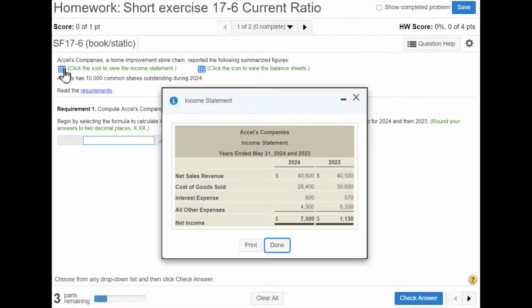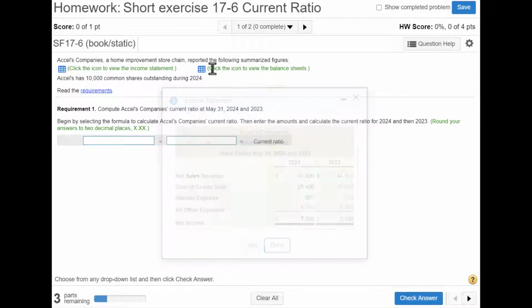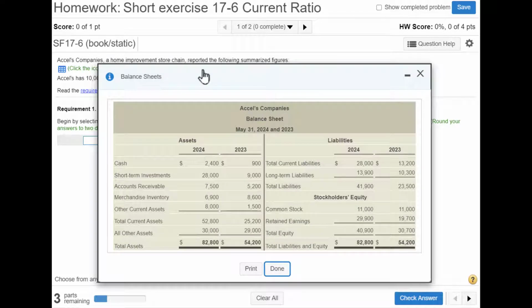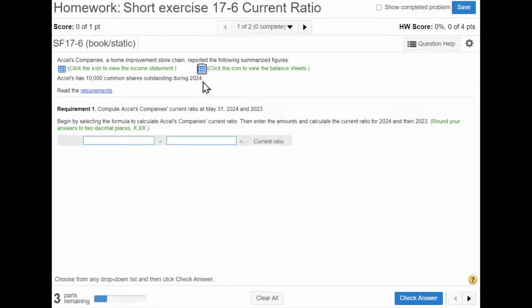So we have 2 years of income statements and 2 years of balance sheets. And they give us some more additional information. The company has 10,000 common shares outstanding. So we're going to compute the current ratio for 2 years. We're going to begin by selecting the formula in words, then enter the amounts and calculate it, and then round our answers to 2 decimal places such as x.xx.